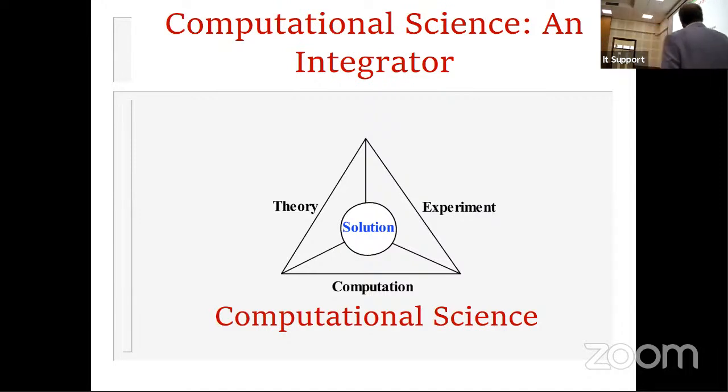A solution must come from the three R's: theory, experiment, and computation. Together, we have to find the solution, and it's very, very important to realize this. I distinguish, of course, for those who know, between theory and computation. I don't have to emphasize why. Many of you know these two are, to me, different arms.